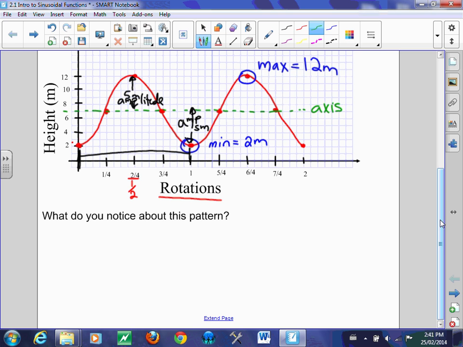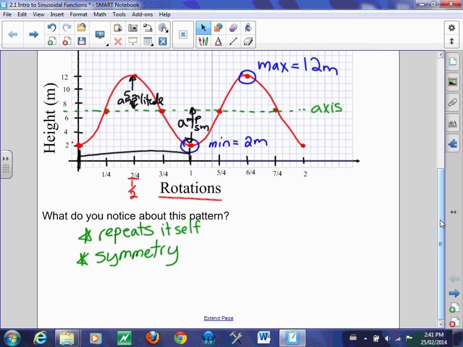All right, from this warm-up, what do we notice? First of all, we notice that it repeats itself. In this case, it repeated itself twice because it asked for 2 rotations. If it asked for 4, you would draw it 4 times. Okay, so it repeats itself. And there's symmetry about it, especially around the axis. It goes equal distance above and equal distance below.